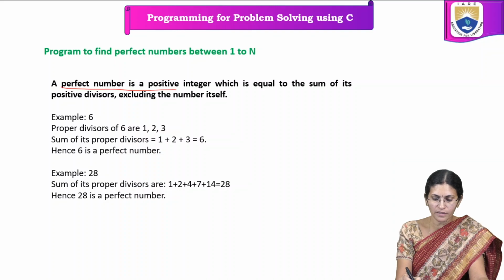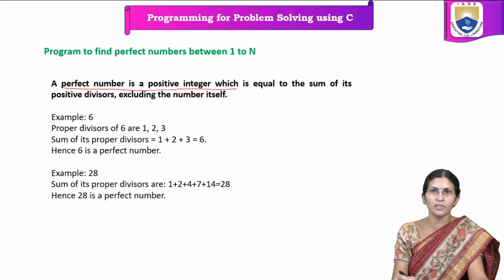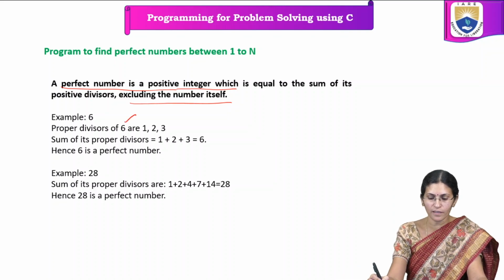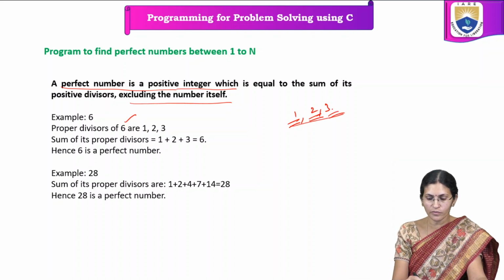A perfect number is a positive integer which is equal to the sum of its positive divisors excluding the number itself. So for example, consider a number 6. Its divisors are 1, 2 and 3. 6 is exactly divisible by 1, by 2, and by 3. So 1, 2 and 3 are the divisors of 6.